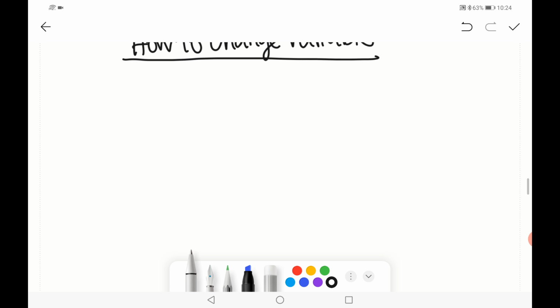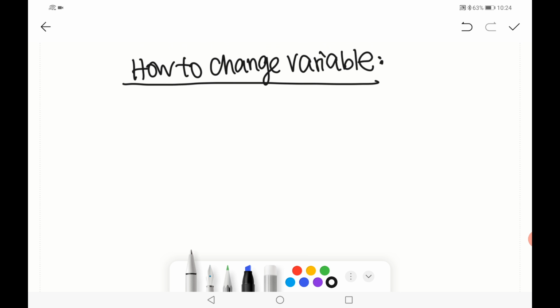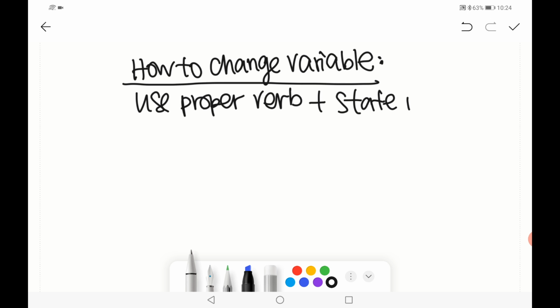So if you want to change a variable, you must always use proper words. It will be better if you can use a proper verb, and also, if possible, state the instrument that you use. What kind of instrument, what kind of apparatus you are using to change or to play along with those variables.